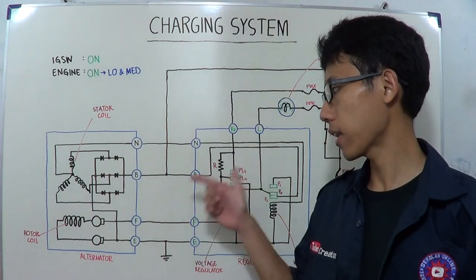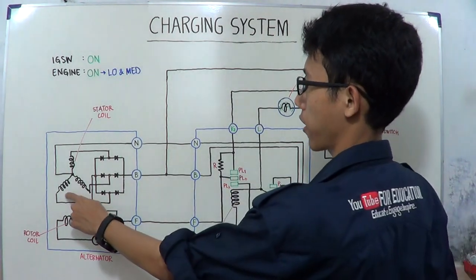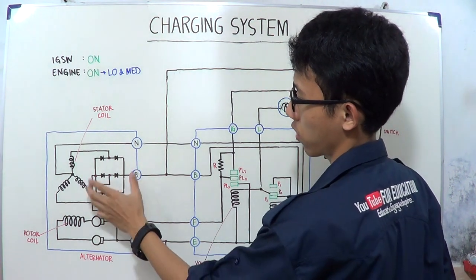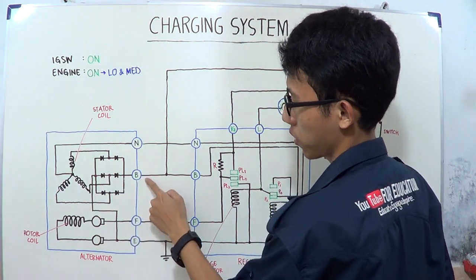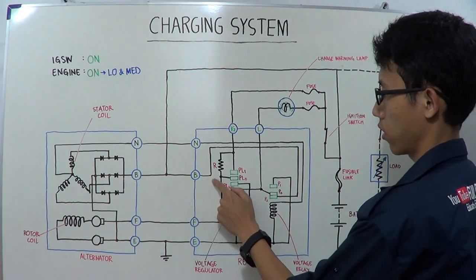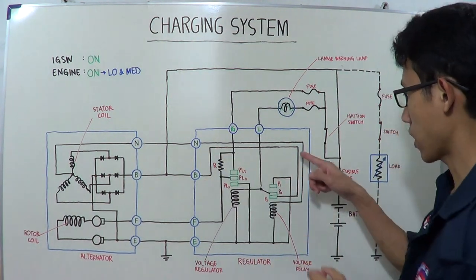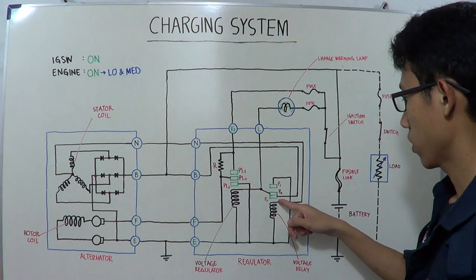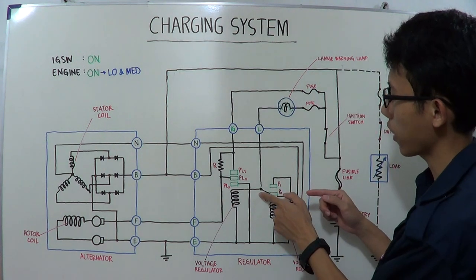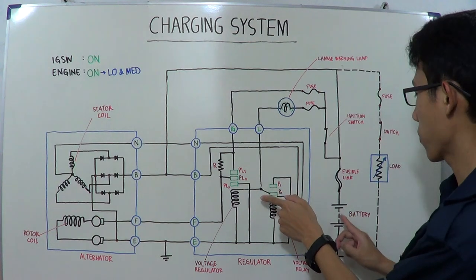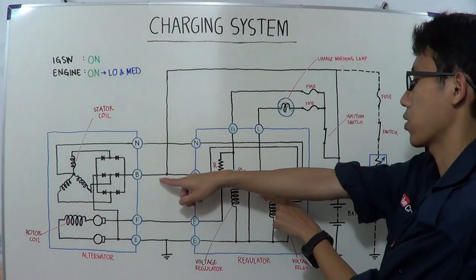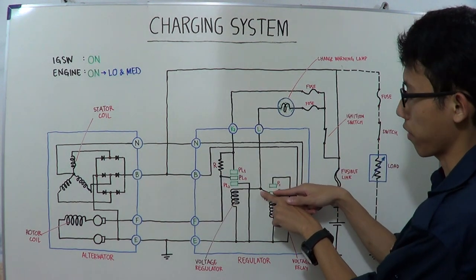Now, another electric current flows from the other side of the stator coil to the rectifier or diodes, and then flows to the B terminal of the alternator, goes to the B terminal of the regulator, straight up, right and down to the P2, and then flows to the P0 and meets with the voltage that flows from the battery. So the voltage from the B terminal of the alternator is on standby at this point.